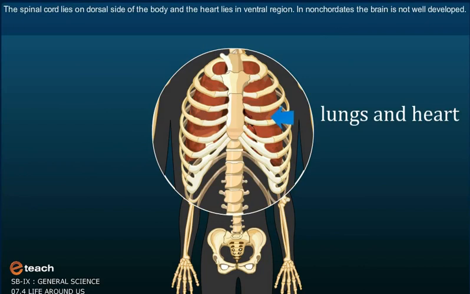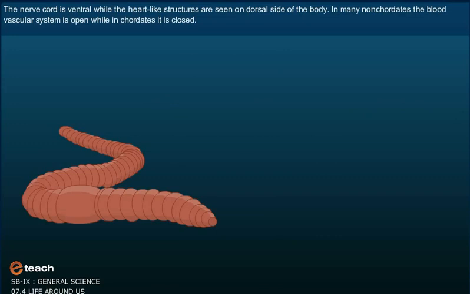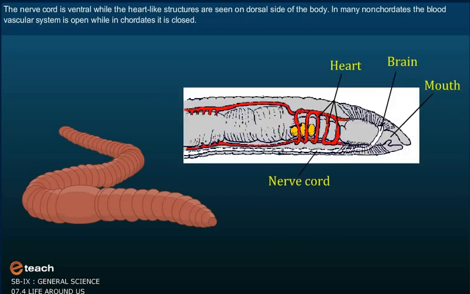In non-chordates, the brain is not well developed. The nerve cord is ventral while the heart-like structure is seen on the dorsal side of the body. In many non-chordates, the blood vascular system is open while in chordates it is closed.